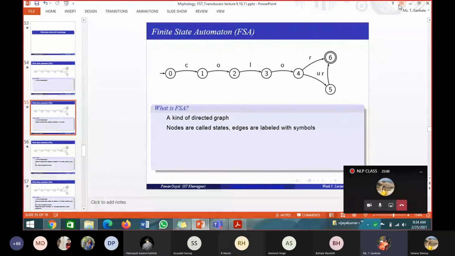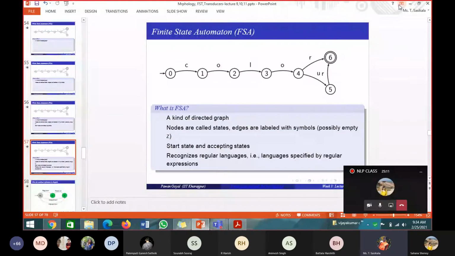Edges are labeled with certain symbols. Those symbols we call labels. Between node 0 and node 1, we have an edge labeled with C. And we have a start state, and an accepting state, which is also called a final state. We will give some regular expressions and check whether they will be accepted by this automaton or not. The final state is given by a double circle.